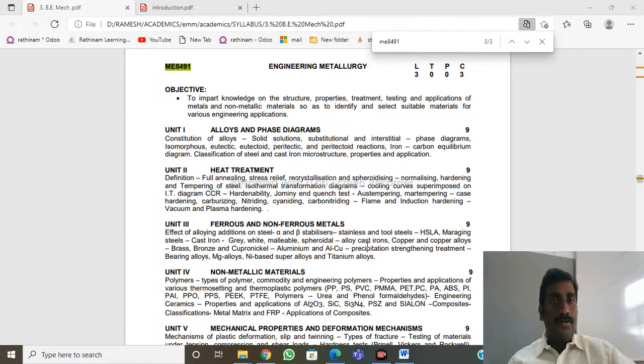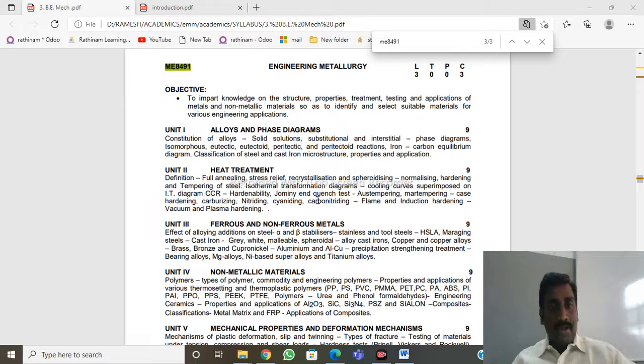Because we are engineers, while making application-oriented designs, we have to choose a proper, correct material for a component. Otherwise, it leads to failure. So this is the most important subject while selecting materials.